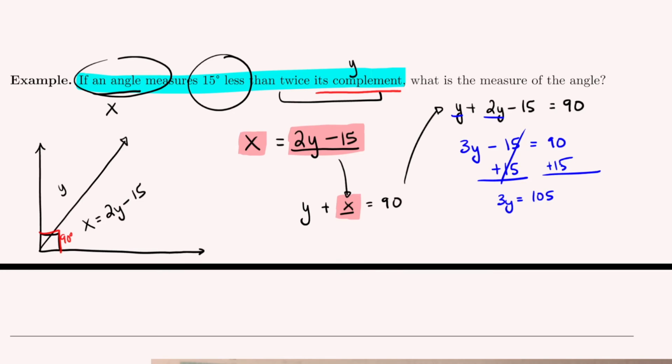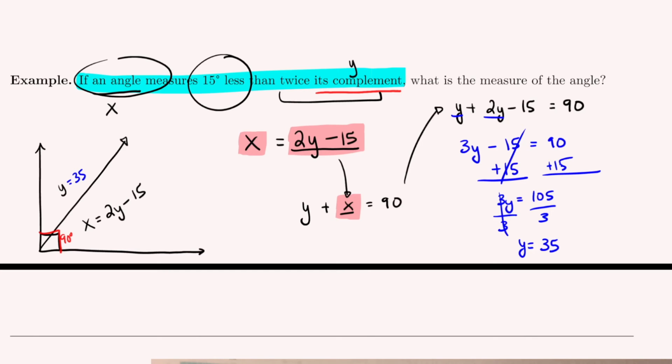We get 3 times y is 105. Divide both sides by 3 because that's the opposite of multiplication. And we'll get y should be equal to 35. So this angle here is 35 degrees. Now we know 35 plus the unknown is 90. Said another way, 90 minus 35 is the unknown. Through that, we can figure out that the unknown angle is 55.